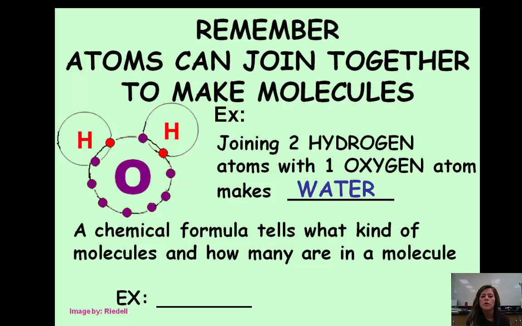So a chemical formula basically tells us the kind of molecules and how many there are in a molecule. So we have H2O. We know we have hydrogen, we have oxygen. We specifically have the 2 hydrogen. Okay, so that's going to be important because you are expected to know the chemical formula for photosynthesis, or the chemical equation for photosynthesis.